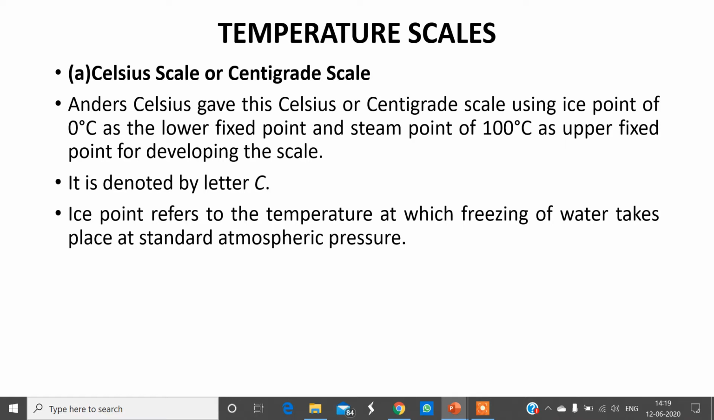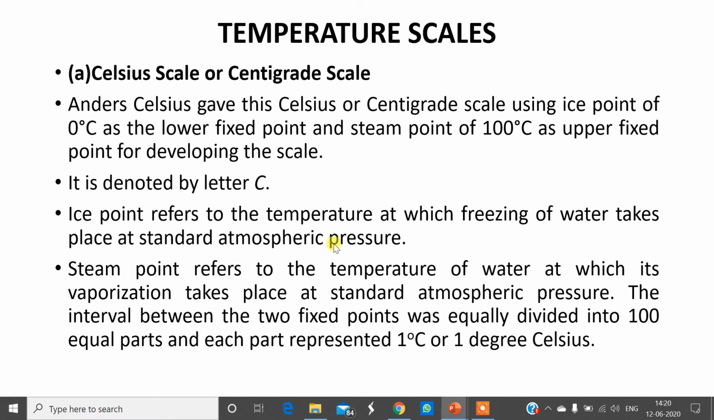Now, what is standard atmospheric pressure? It is the pressure exerted by the atmospheric air. Pressure has different units like atmosphere, Pascal, bar, and PSI also. The atmospheric pressure is taken as 1 atmosphere, and 1 atmosphere is equal to 1.01325 bar. In Pascal, it is 101,325 Pascal.